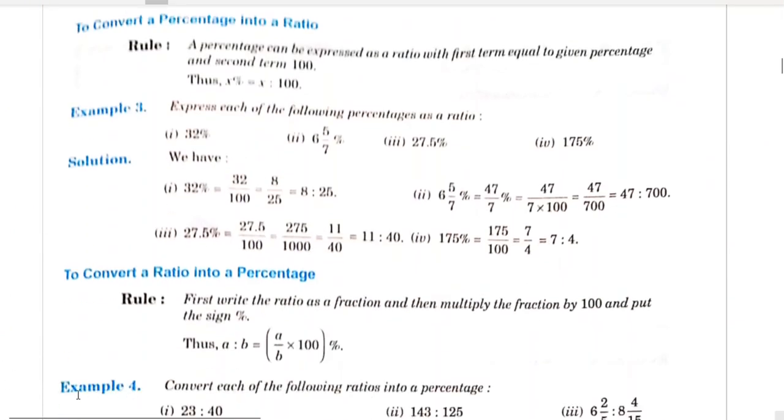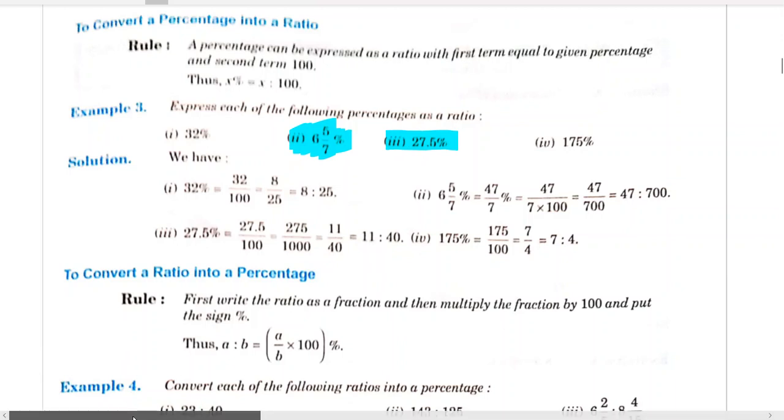Percentage into ratio. Okay, so we'll take two examples from this as well. 6 5 by 7% and 27.5%. Percentage into ratio. 6 5 by 7 and 27.5. The third skill.